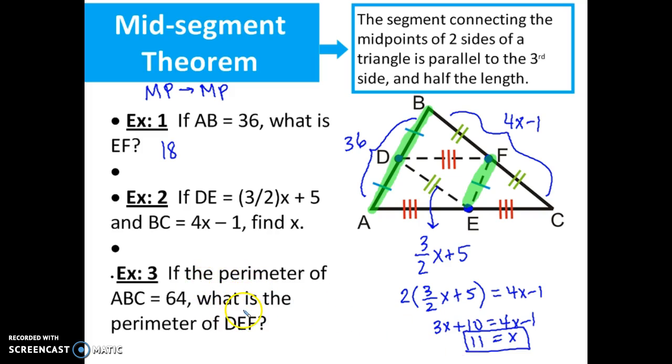And for the third one, the perimeter of triangle ABC, the big triangle, is 64. Remember that AB is twice as long as EF, AC is twice as long as DF, and BC is twice as long as DE. So all the sides of the triangle are double the length of the sides of the triangle the midsegments make. That means the perimeter of the midsegment triangle is going to be half, so half of 64 is 32. You just have to remember that midsegments connect midpoint to midpoint, and they are parallel to the opposite side and half as long.